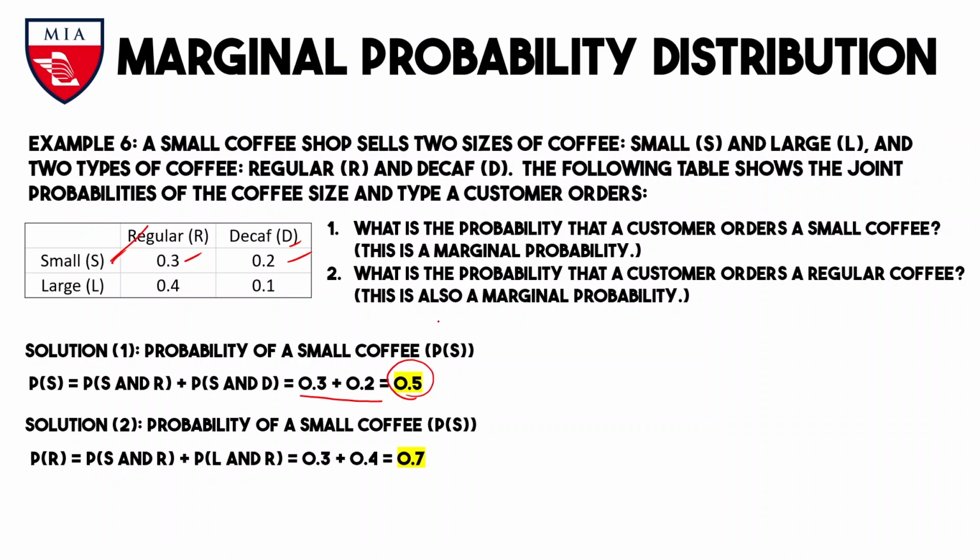Okay? So number 2, what is the probability that the customer orders a regular coffee? So in terms of regular, we just need to look for the regular column. So what is the value under the regular column? So we have small regular and we have large regular, wherein we just need to add these two values. Therefore, we have 0.3 plus 0.4. We have 0.7. So that's how simple it is to solve a certain marginal distribution or marginal probability distribution. Okay? So you just need to find the sum of the probabilities.